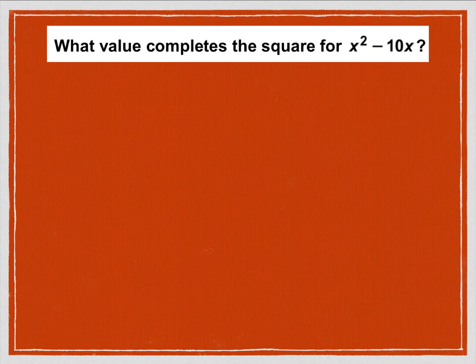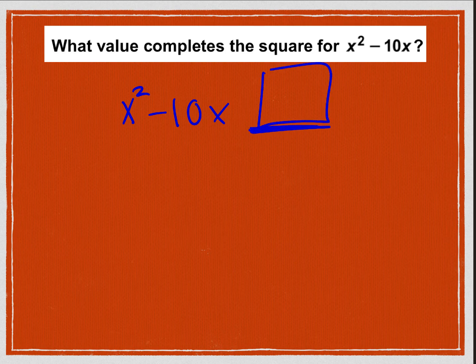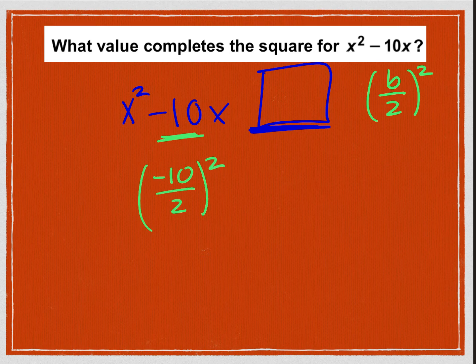So here, what value completes the square? We have x squared minus 10x. In this spot here, we're going to put a value that completes the square. The middle number, the one that has just x, is our b. So the formula we use is b over 2 squared. What's our b here? Negative 10. So it would be negative 10 over 2 squared.